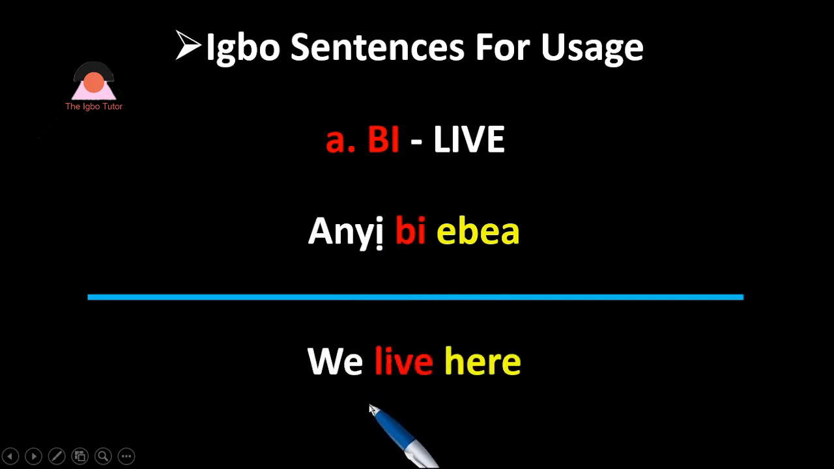Anyị bi ebe a. If you are used to our channel, you know we apply color code to give you an idea of the meaning of each word we use for a phrase or a sentence. So if you watch our videos, you have a double advantage of knowing the word meaning, phrase meaning, and sentence meanings. So stay tuned and watch this video till the end, and you'll be glad you did.